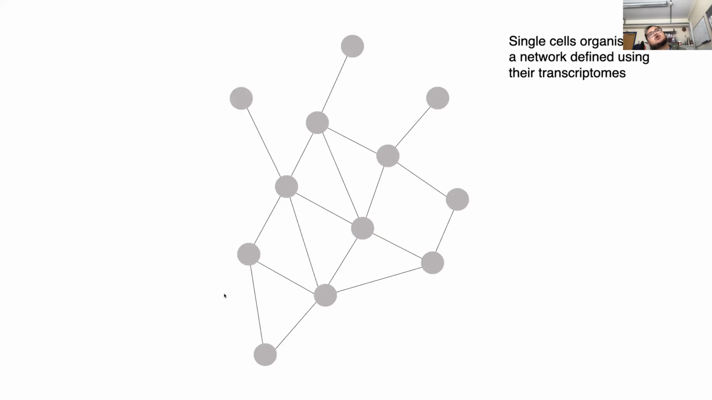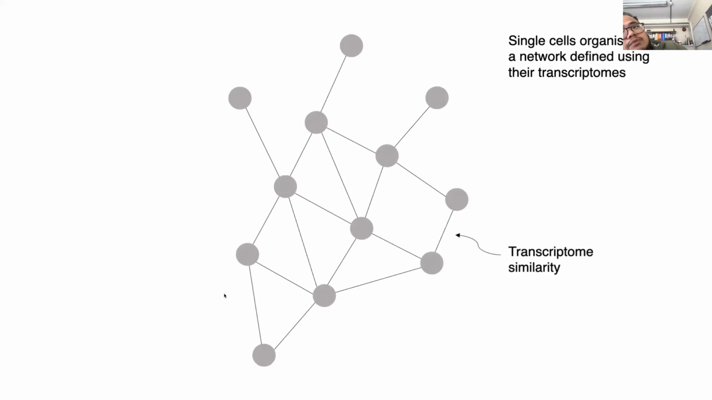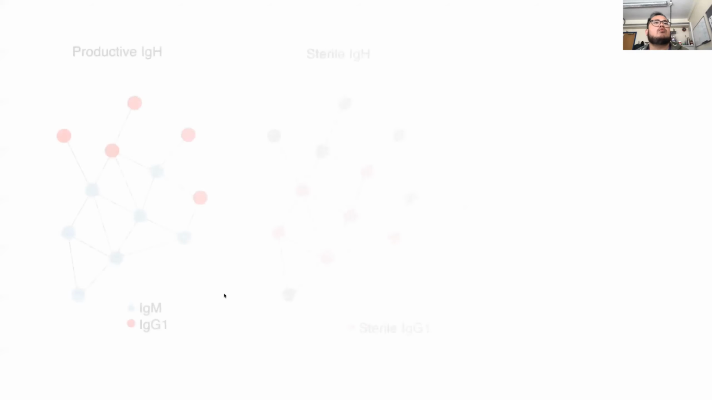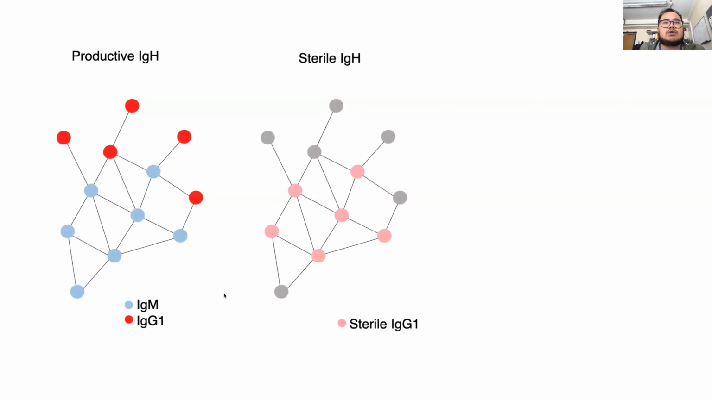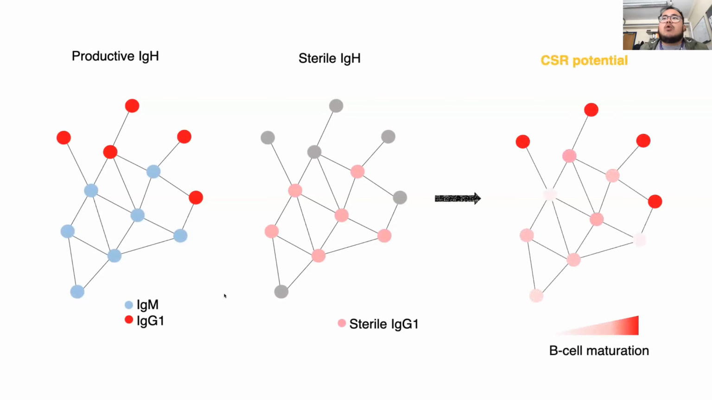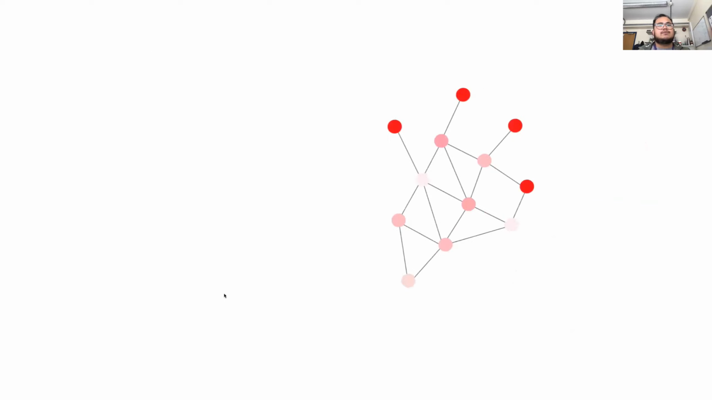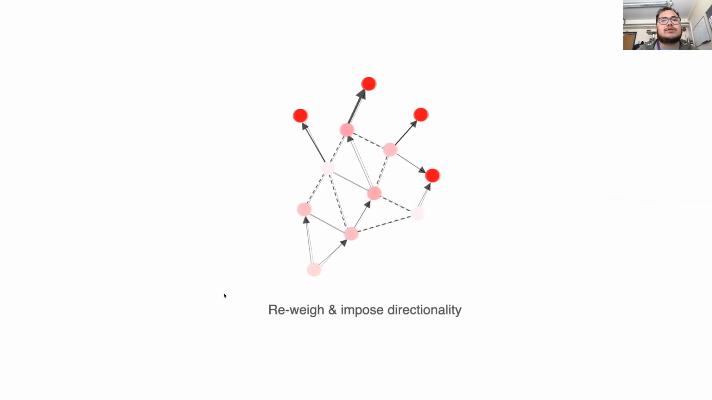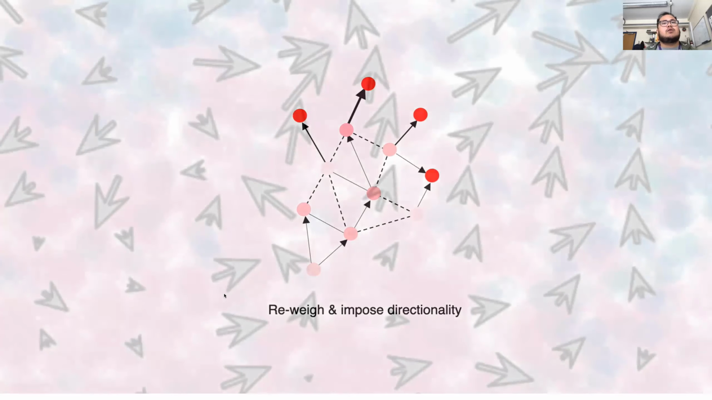Once we have this, we then go back to the transcriptomic data, here represented as a network. We map on top the productive and sterile transcript information and score each cell by where they are along the B cell maturation process. This score allows us to improve directionality on the network so that we can then infer transitions based on class recombination information.